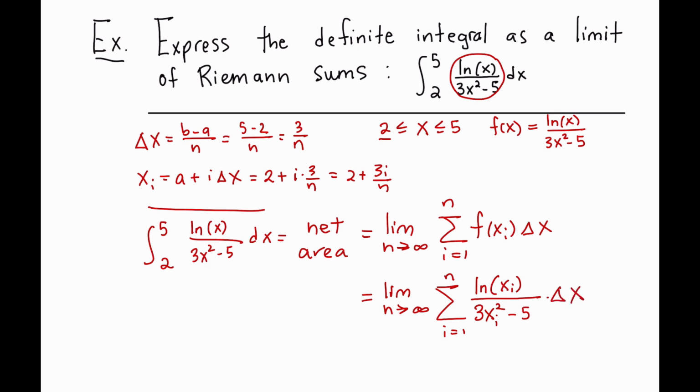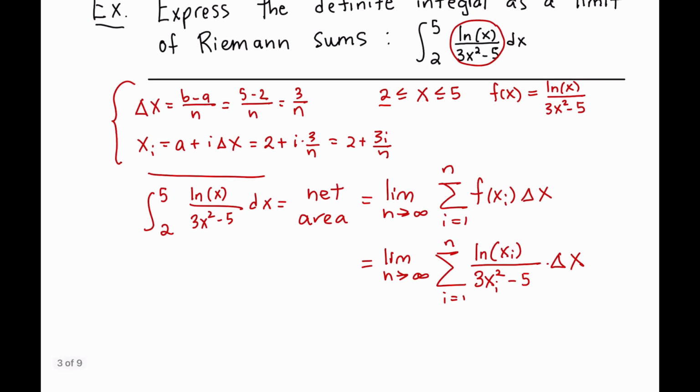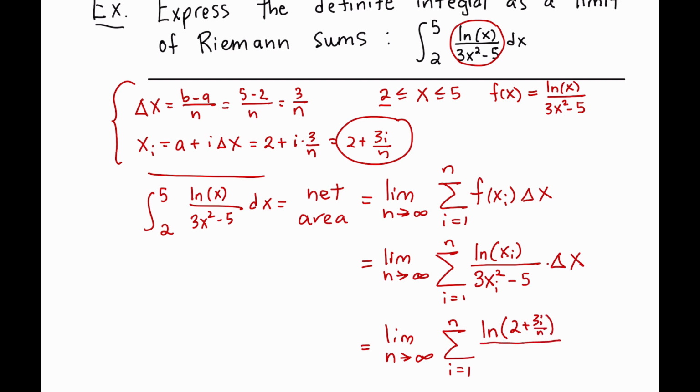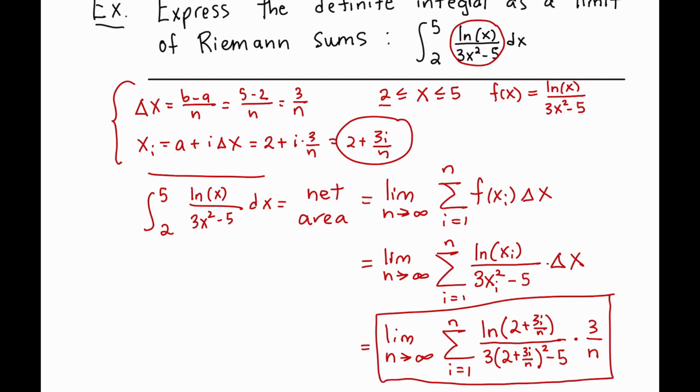Since I have figured these out, I'm just going to add them to make this more precise. So this would be the natural log of 2 plus 3i over n, divided by 3 times 2 plus 3i over n, squared, minus 5, times delta x, which was 3 over n. So this, you see, is expressing the definite integral as a limit of Riemann sums.